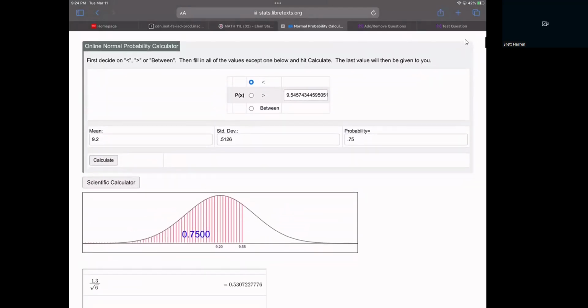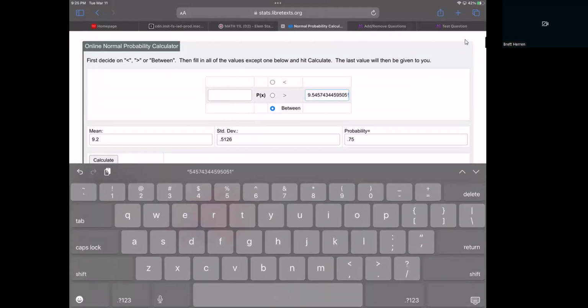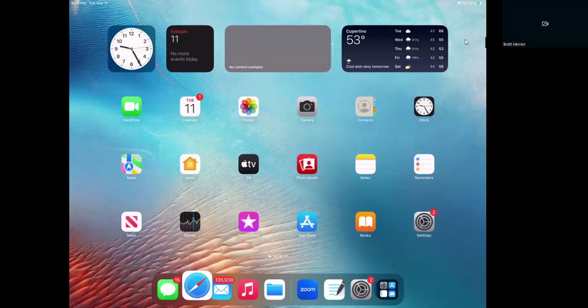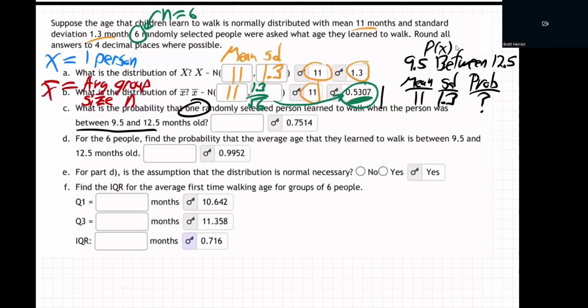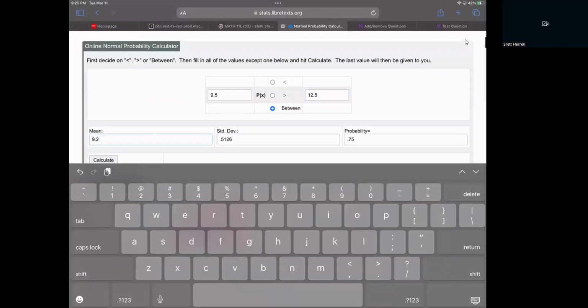So I'm going to choose the between. I got to clear out some other old value I was putting in. Was it 9.5 and 12.5? I think that was it. So I'm going to go 9.5 and 12.5. Let me double check. Yeah, between 9.5 and 12.5. Put in 11 for the mean and 1.3 for the standard deviation.